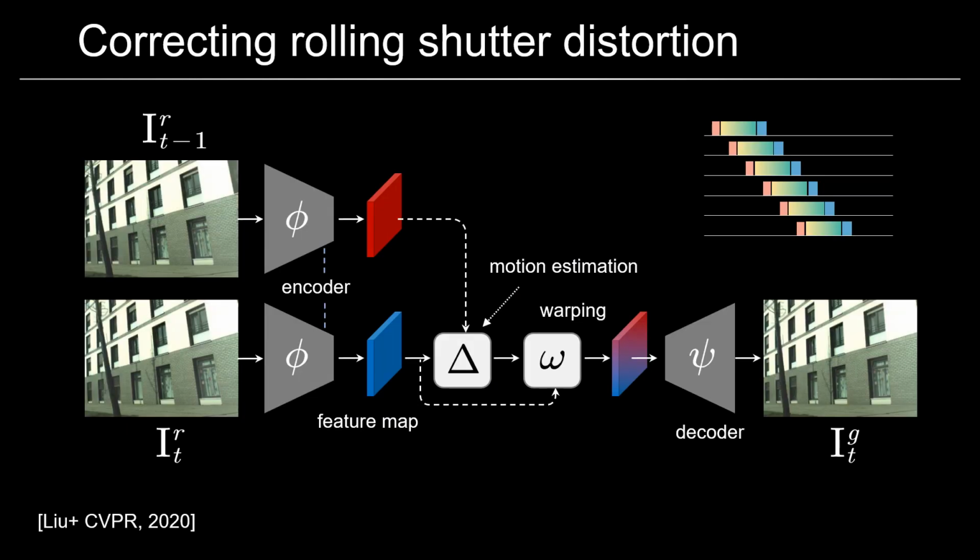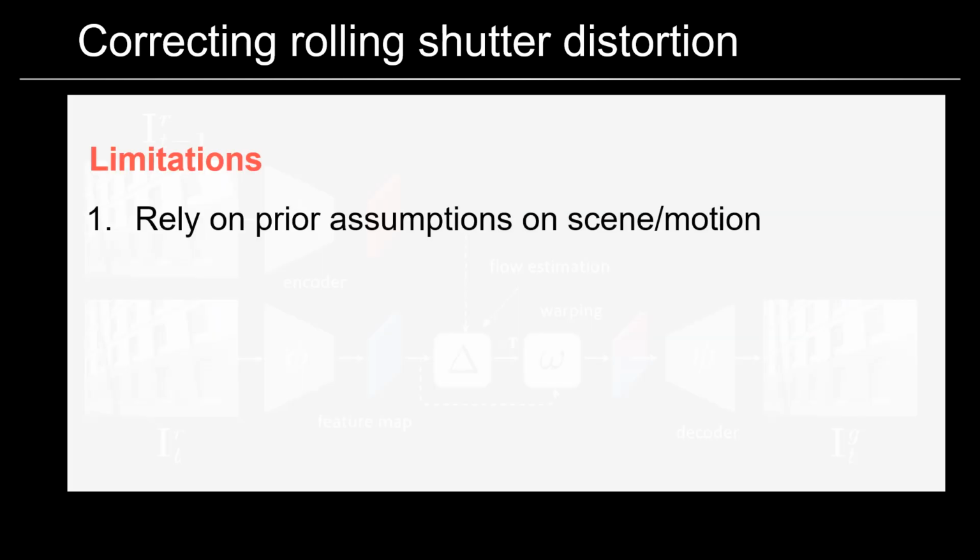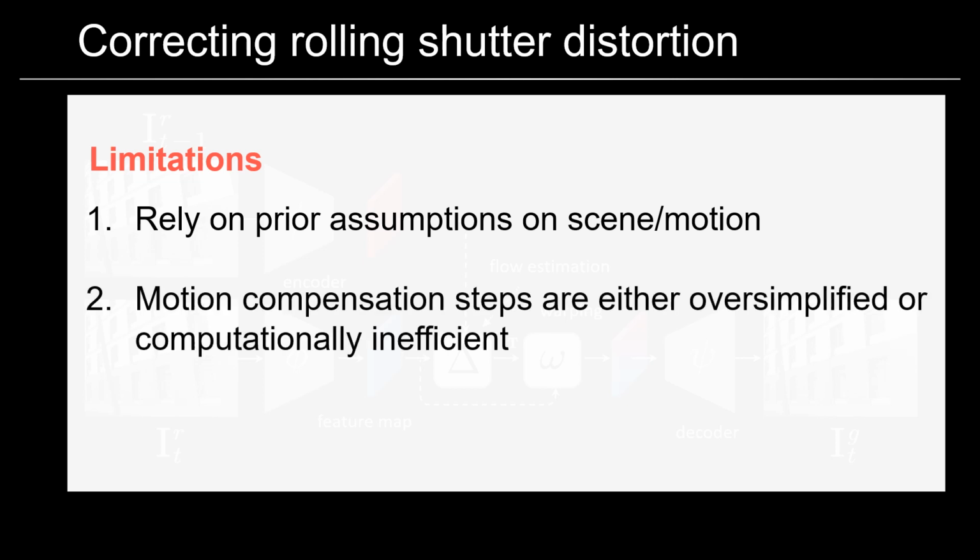Extensive research has been conducted on correcting RS distortions. They estimate the motion and then warp the distorted pixels. However, most of the existing work relies heavily on the prior assumptions of scenes or motions. Besides, the motion estimation steps are either oversimplified or computationally inefficient.